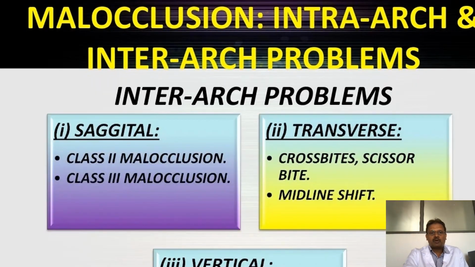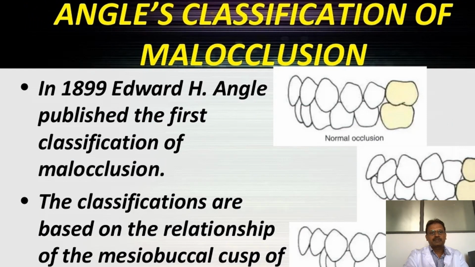The inter-arch problems are again divided into sagittal and transverse. Sagittally they are classified into class 2 malocclusion and class 3 malocclusion. In the transverse direction we have crossbite, scissor bite, or a midline shift, and in the vertical direction we have open bite and deep bite. These are the inter-arch problems.